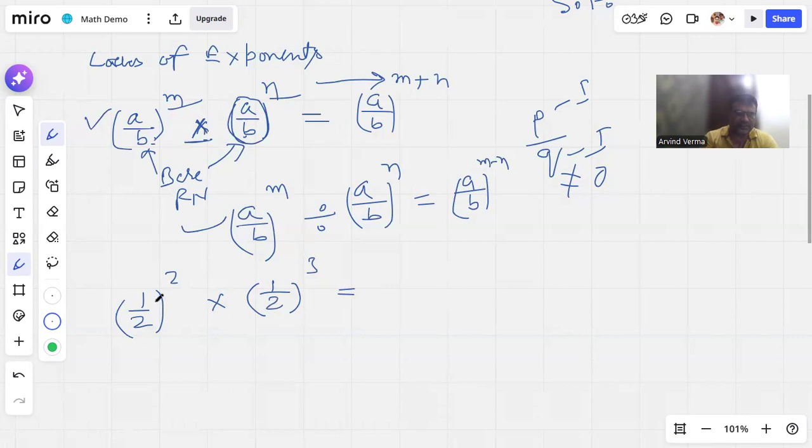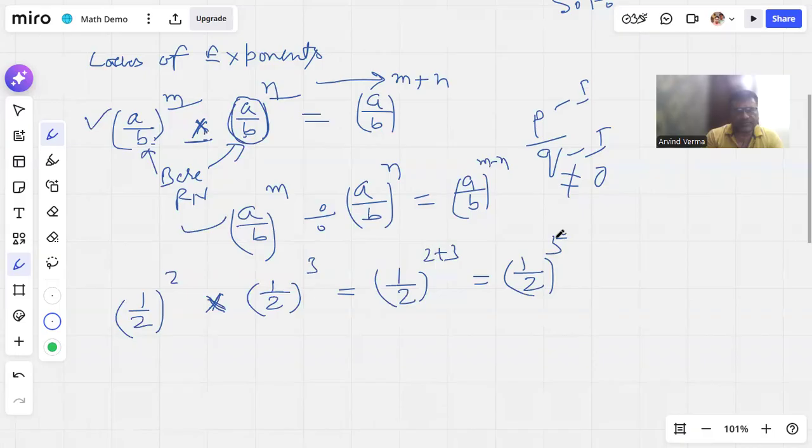So the base is here 1 upon 2, and the multiplication sign is there. So the exponents will be added and the base will be the same. So the base is 1 upon 2 and the exponents are added, 2 plus 3, that is 1 upon 2 raised to the power 5.